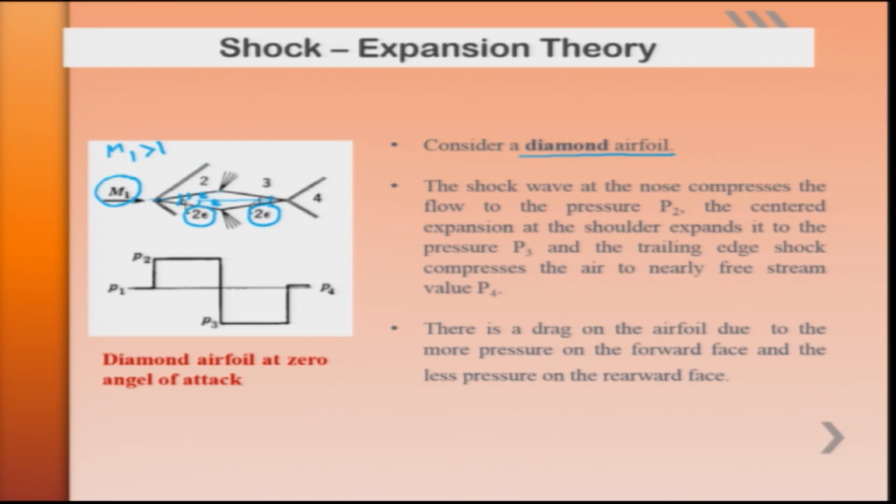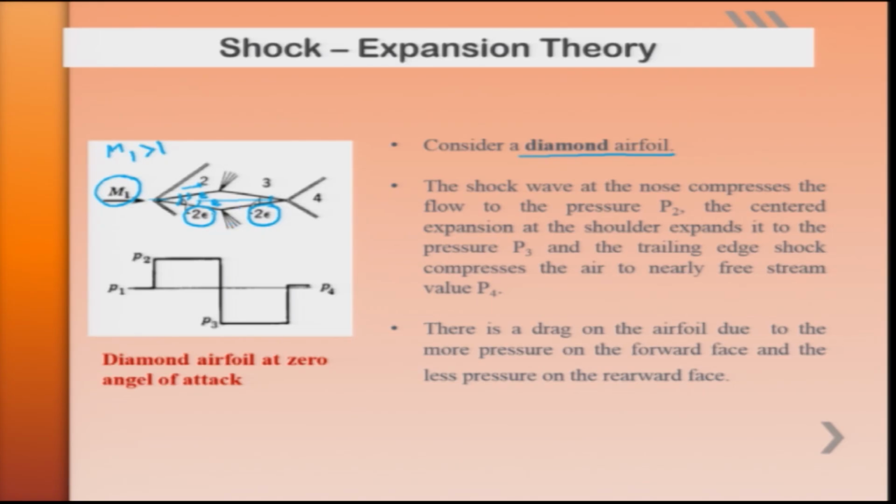Whereas, coming to this point, at the vertex, what happens? The flow, which was originally in this direction, meets a vertex here, a sudden change in the surface geometry away from itself, which forces the flow away from itself, and hence a centered expansion fan is generated because of the sudden change in the surface slope. The same process is occurring at the downside also.